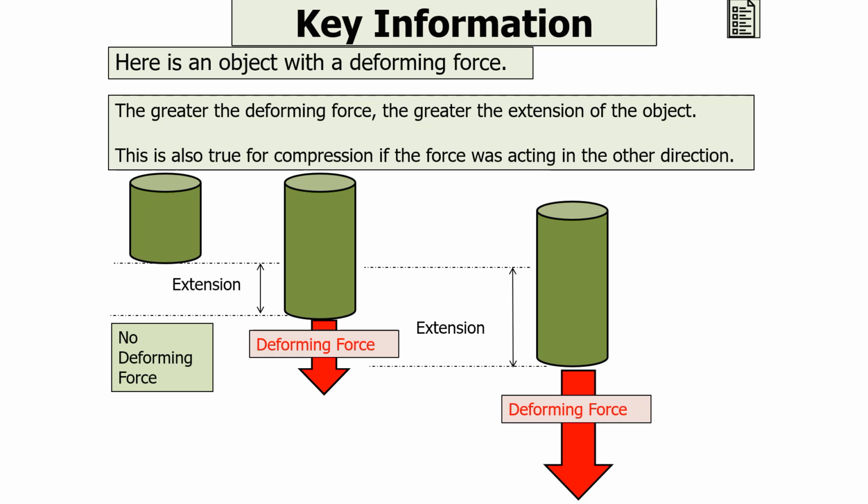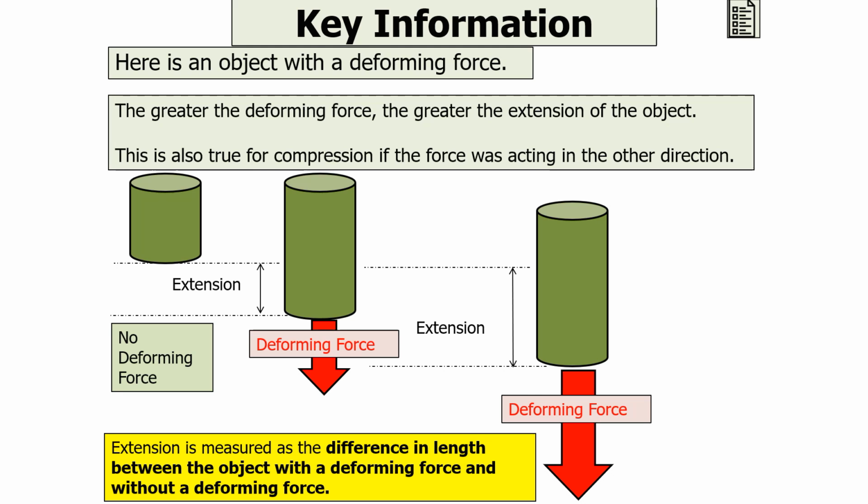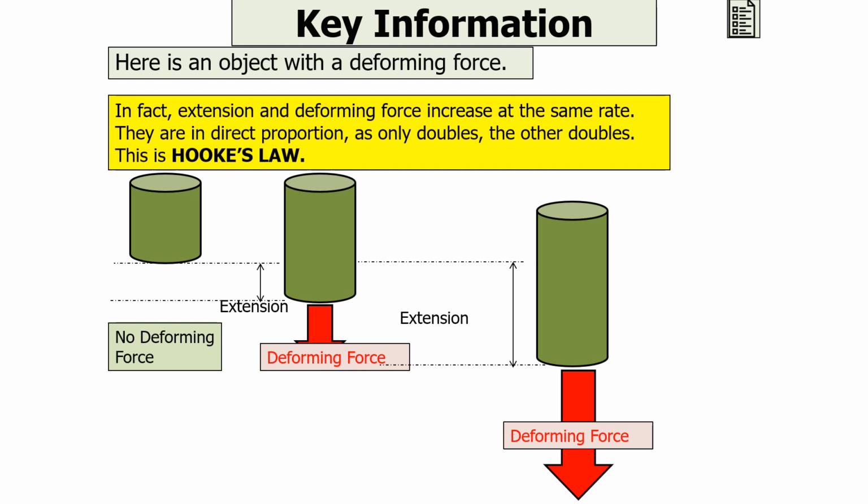And it's also true for compression if the forces are acting in the opposite directions. So just to clarify, extension is measured as the difference in length between the object with a deforming force and without a deforming force. In fact, extension and deforming force increase at the same rate. They are in direct proportion. As one doubles, the other doubles, which is Hooke's law.